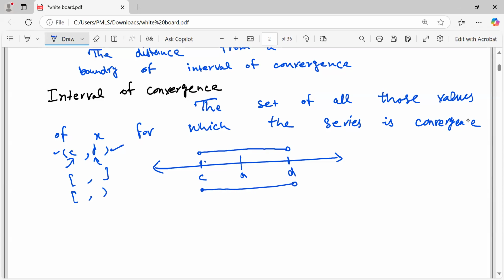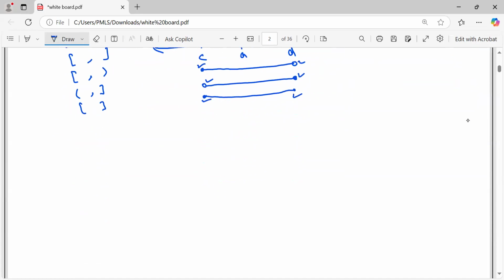And if we get an interval of convergence like that, then this means that this one will be an open circle at c and closed at d. And if we get both like that, this means that we will get closed circles on both. This means that endpoints are also included. This endpoint is included, but this one is not. This endpoint is included, but this one is not. Both endpoints are not included. Both endpoints are included.